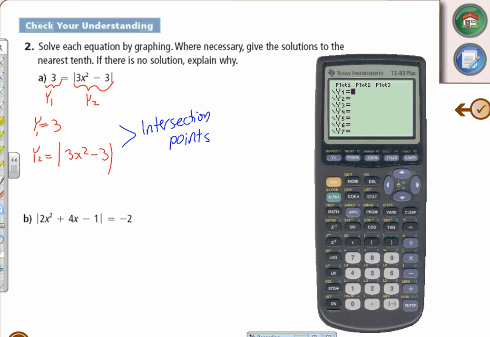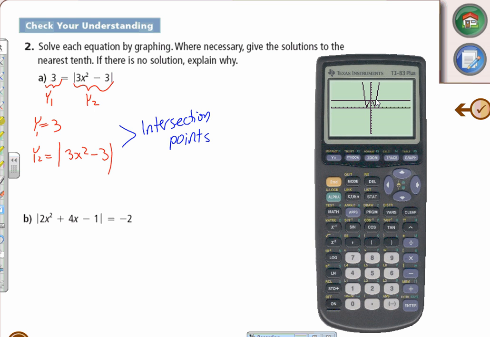So plug them in. Your y1 is 3. Your y2 is the absolute value of 3x squared minus 3. And then we graph those. There's the first one, and there's the second one. And we need to find the intersection points of these two things. So we've got 1, 2, 3 intersection points.